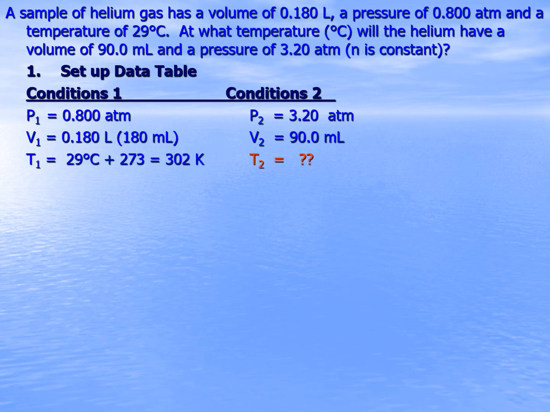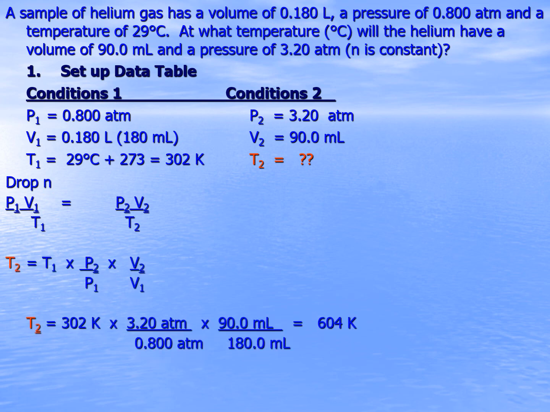Got a sample of helium, volume of 0.18 liters, pressure 0.8 atmospheres, temperature 29 Celsius. What temperature will the helium have if its volume goes up to 90 and its pressure goes up to 3.2? So it's P1 V1 over T1 equals P2 V2 over T2. We drop out the moles. Solve for T2. And you end up with 604 kelvins, which would be 331 Celsius.